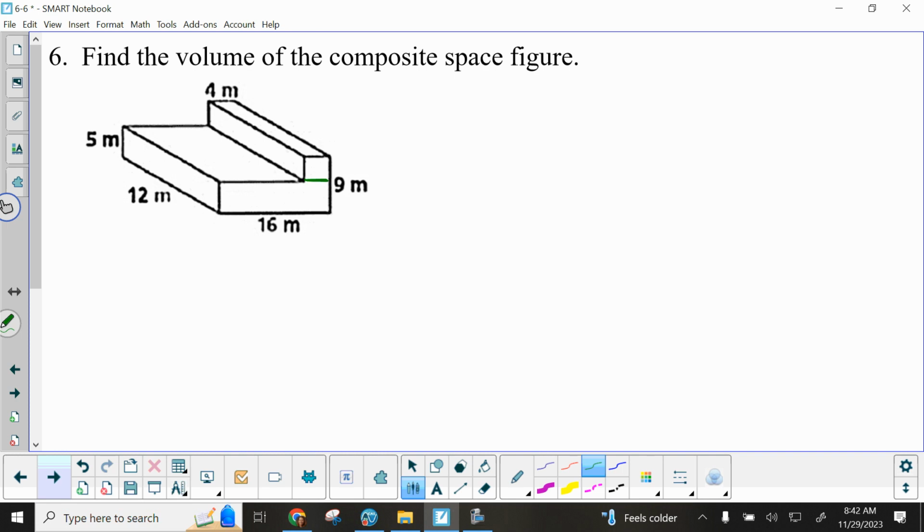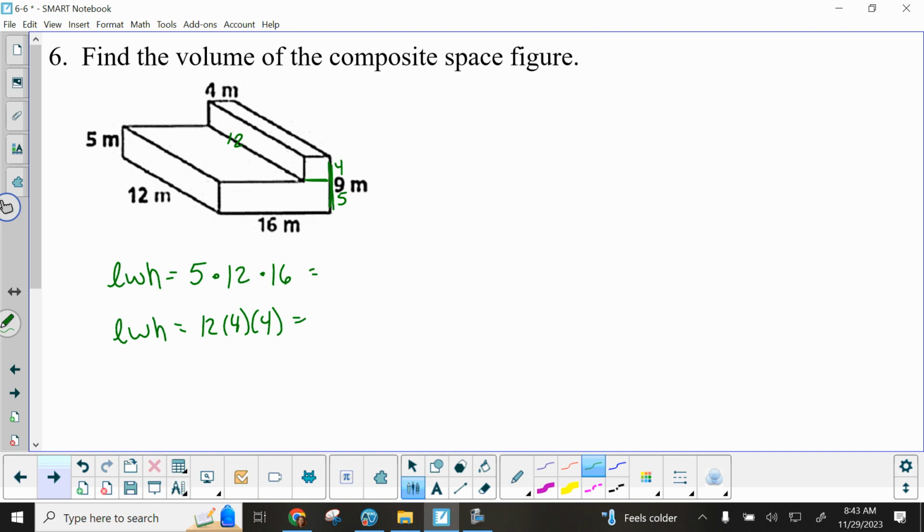So the bottom one, for my length times width times height, I have 5 times 12 times 16. And then the top one is once again length times width times height. So this total distance right here is 9, but here is 5. So this must be 4. And then I can see this length is 12. So I have length times width times height. And now I just have to figure out what each of these are.